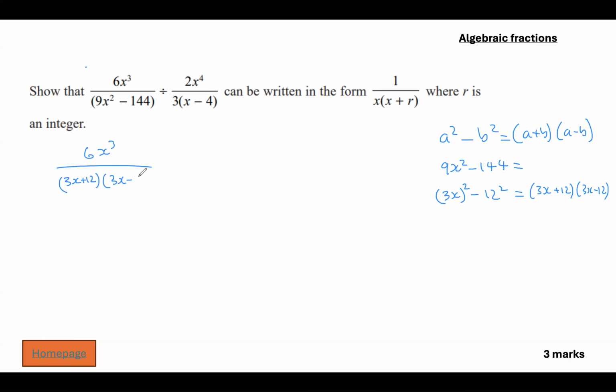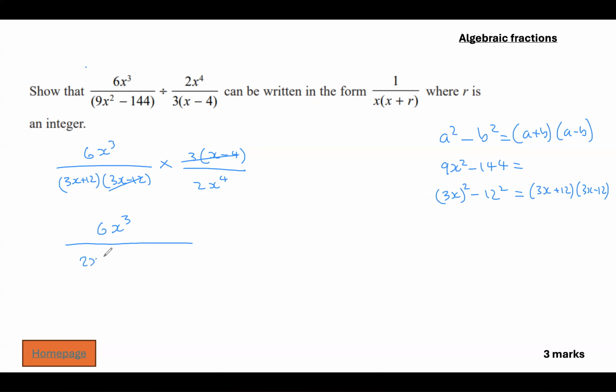So we have 6x cubed over (3x plus 12) multiplied by (3x minus 12), times, remember, we need to multiply by the reciprocal, (3x minus 4) over 2x to the power of 4. Now notice here, if we expand this, we will get 3x minus 12. So this is equivalent to 3x minus 12, so these two cancel out. 3 times x is 3x, 3 times minus 4 is minus 12. So these two immediately cancel out.